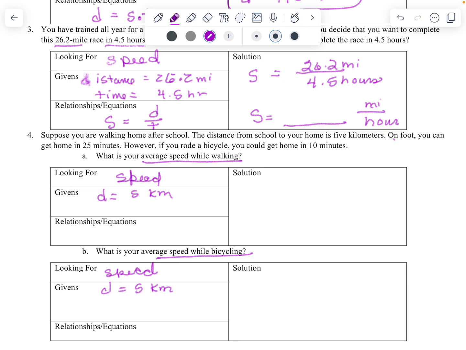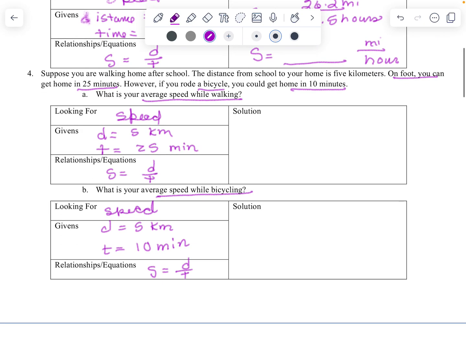On foot, it says we can get home in 25 minutes. And if we ride a bike, we can get home in 10 minutes. So we have 25 minutes and 10 minutes. So speed will equal distance over time. And let's sub and solve.